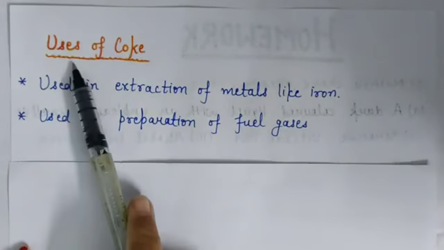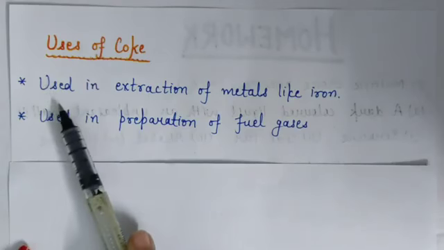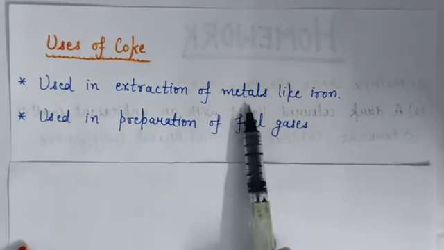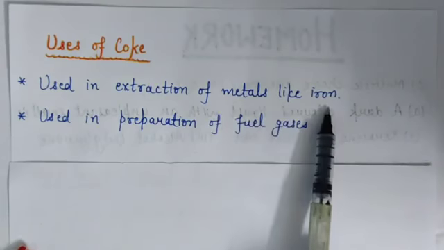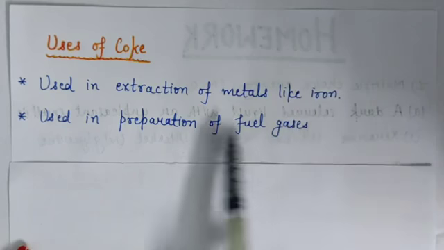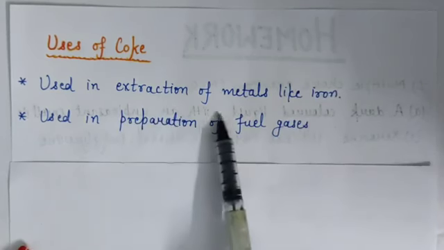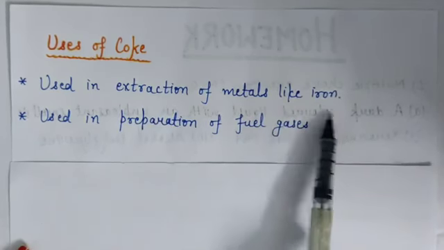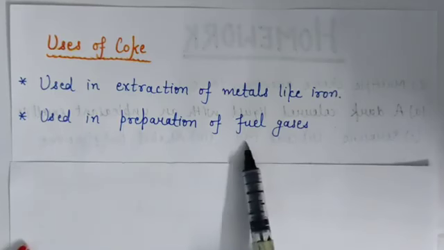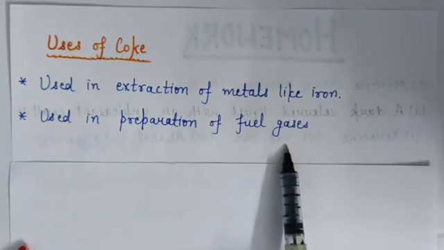Now what are the uses of coke? First use is it is used in extraction of many metals like iron, because coke is a smokeless fuel. That's why it is used in extraction of metals like iron. And it is also used in the preparation of fuel gases like producer gas and water gas.